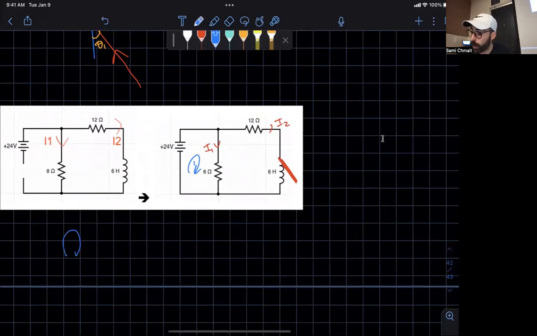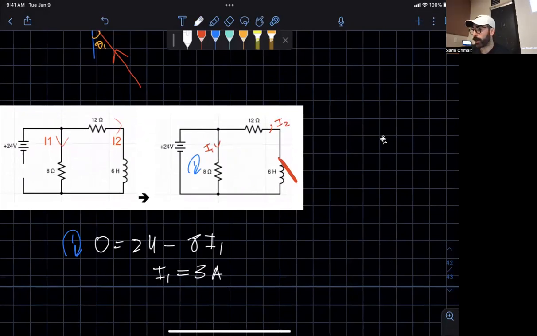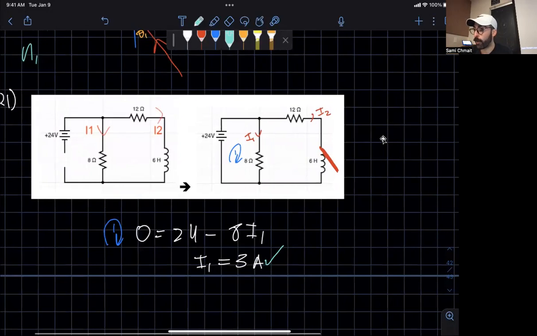And when you work out loop 1, I'm not going to go through how we do this. We should be comfortable with this at this point. We'll see that 0 is equal to 24, starting behind the battery, minus 8 I1. So that means I1 is equal to 3 amps. And I don't have the table here, but whenever I write something that should go in the table, I'm going to put a green check mark next to it so that we know what I1 is.